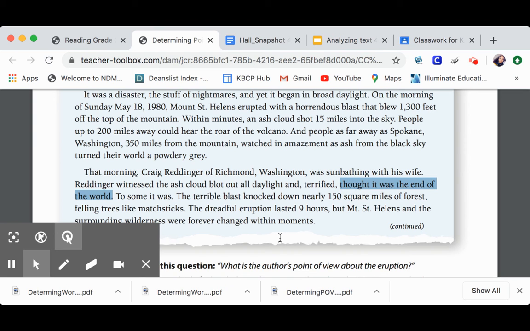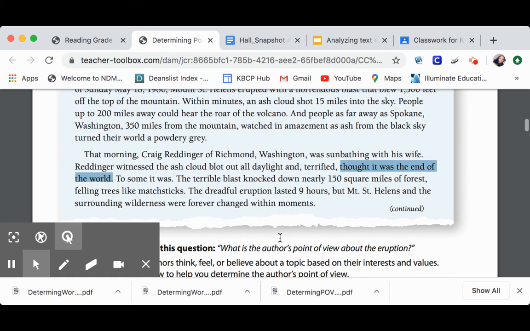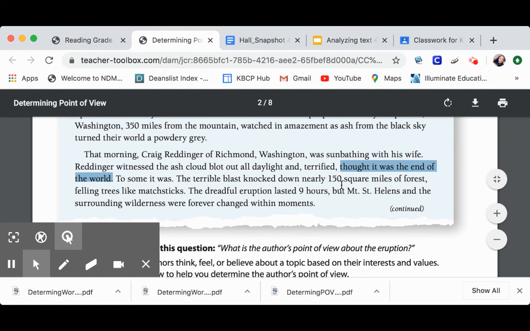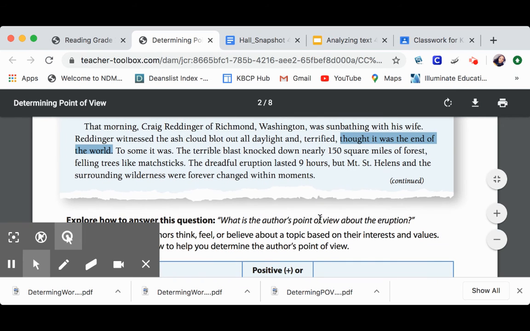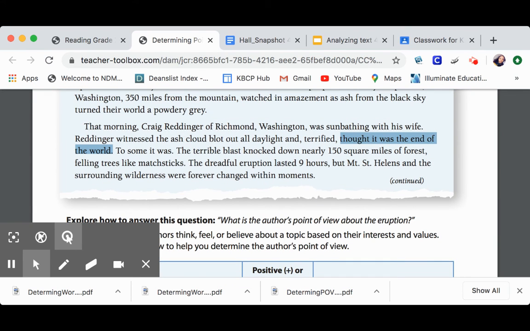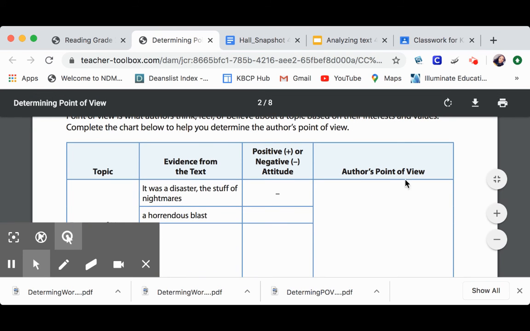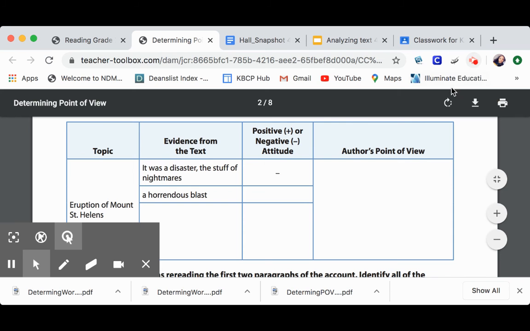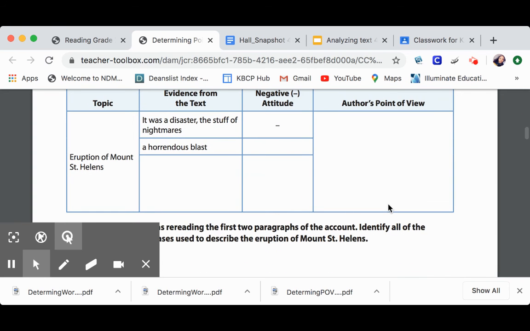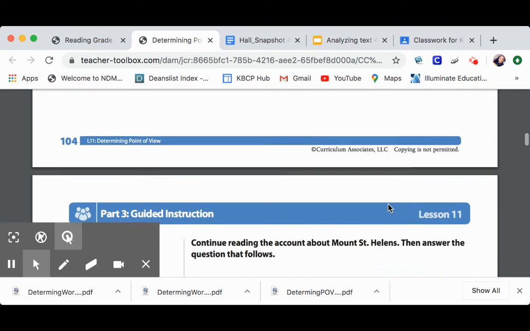So based on the evidence that I found, I determined what the point of view was just by that part right there, which would be negative as well. Okay, so now I have all three of these, and then we already know what the author's point of view is. I hope that was understandable. I'm sorry, I had to go back. I hope you guys caught that.